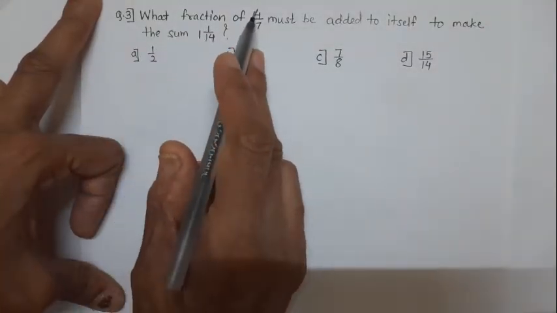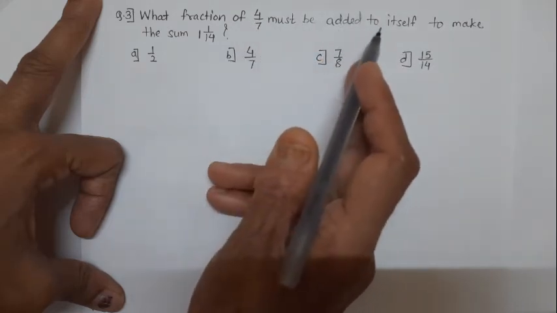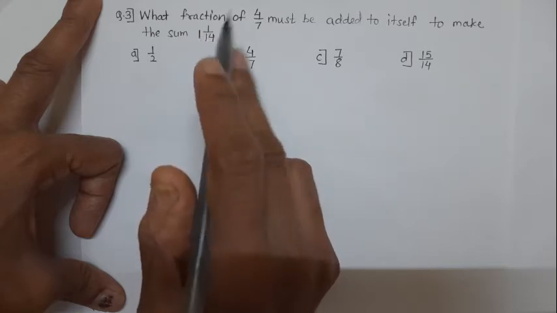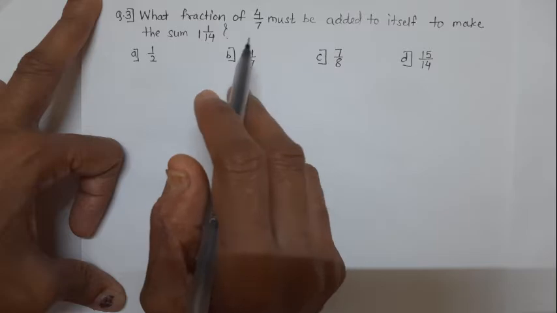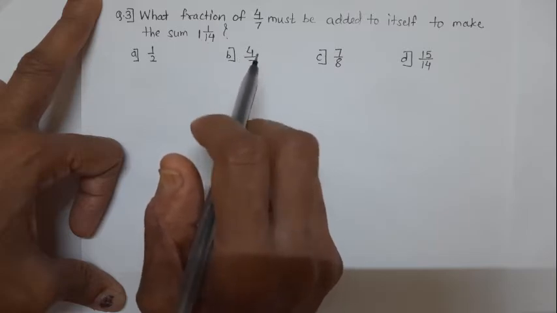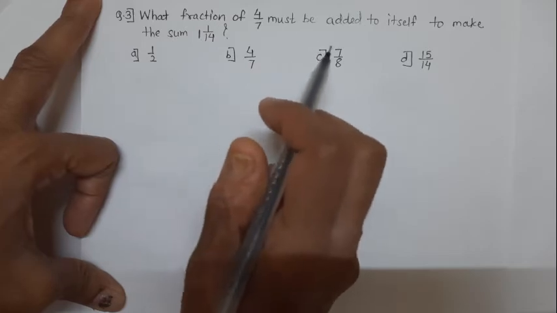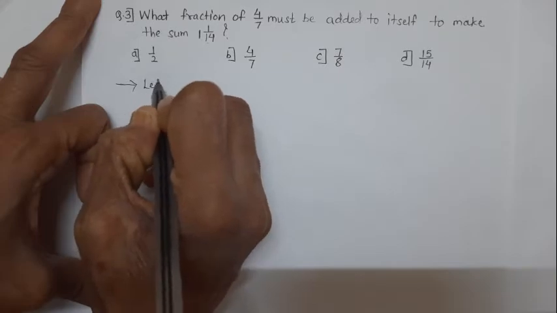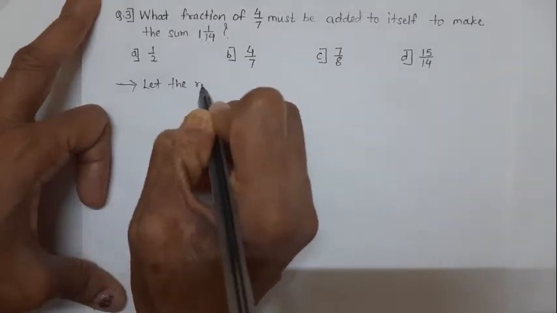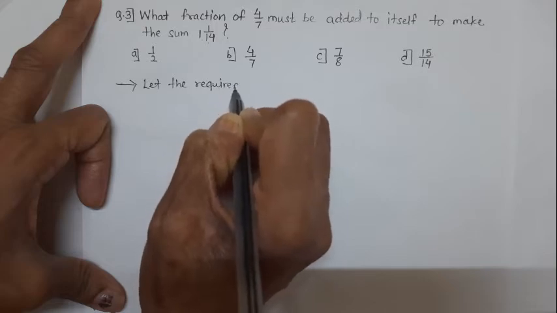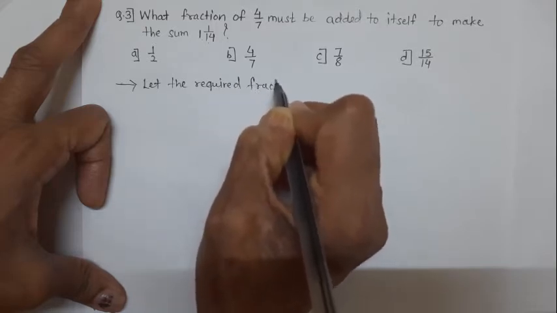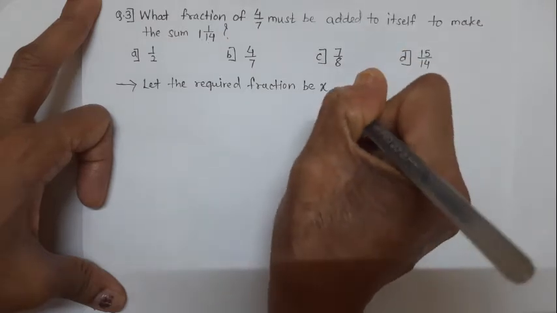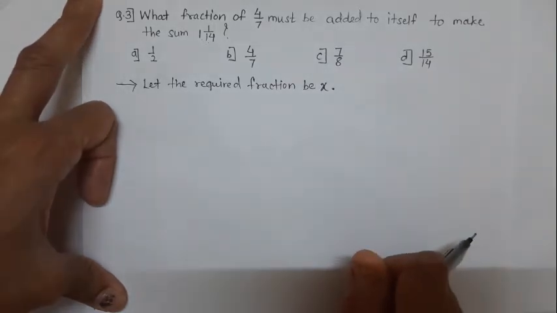What fraction of 4 upon 7 must be added to itself to make the sum 1 integer 1 upon 14? What fraction? So we don't know that fraction. Whatever we don't know, we consider x. So let the required fraction be x.